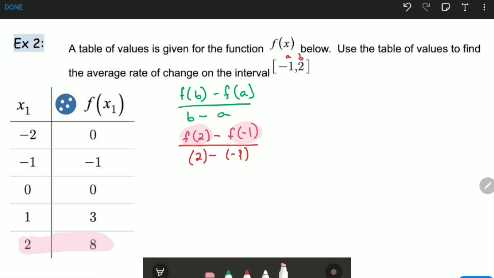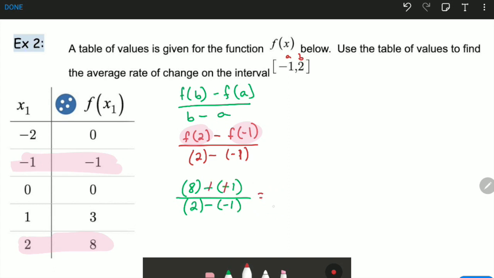f of 2 is 8. And f of -1, found right here, is -1. So we can go ahead and replace the f of 2 with 8 minus f of -1 with -1 over 2 minus -1, and then just simplify the fraction.